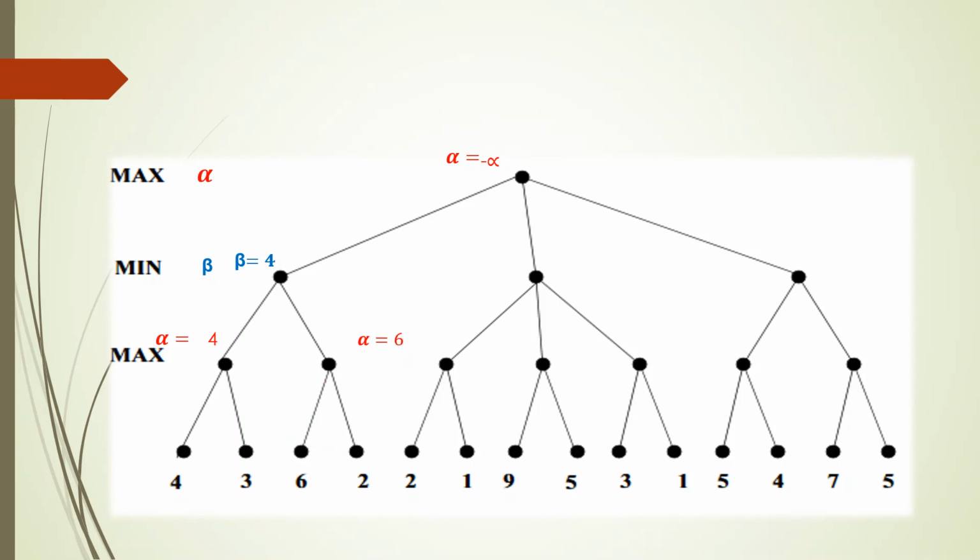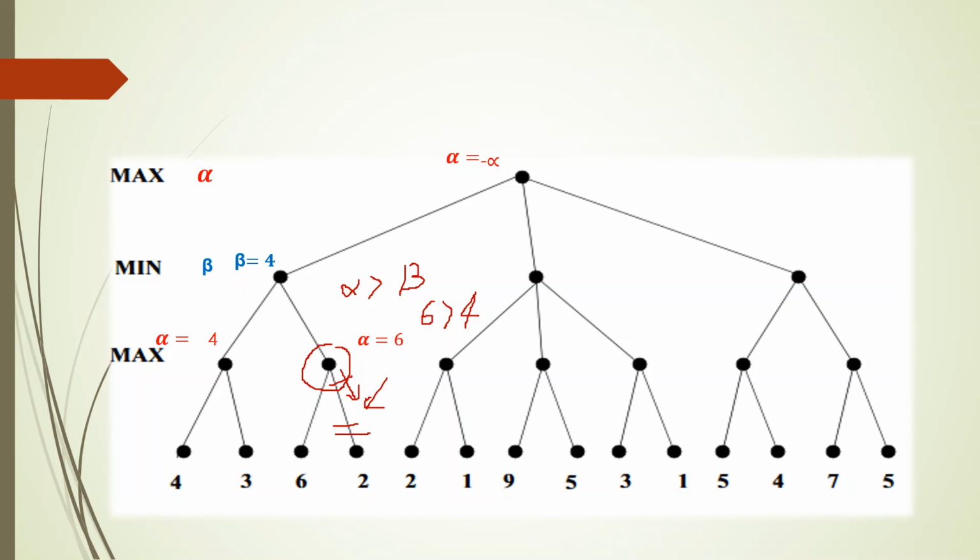Now consider this situation. We have alpha equal to 6. Here at this node alpha is equal to 4, and at the top is beta which is equal to 4. Now under consideration is this node where we have recently got alpha equal to 6. Whenever alpha is greater than beta, like in this case 6 is greater than 4, all the nodes beneath this node will be pruned off or cut off, and there is no need to search them.